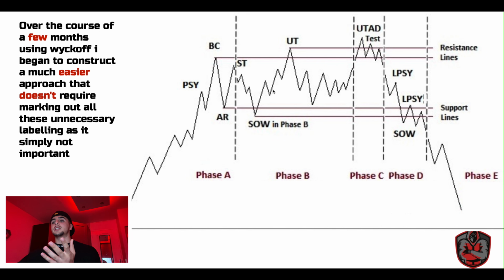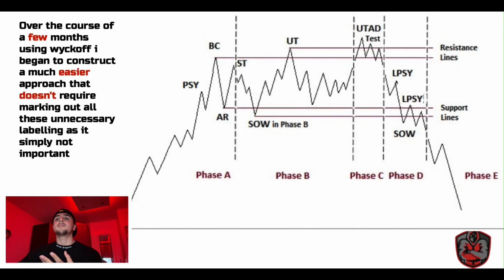Now, this is a very typical approach to marking out your schematic. So we have our 5 phases: phase A, phase B, phase C, phase D, and phase E. And I'm going to tell you guys why phase A and B are unnecessary, and why we only need to focus on the UTAD, the second test, and the last point of supply.